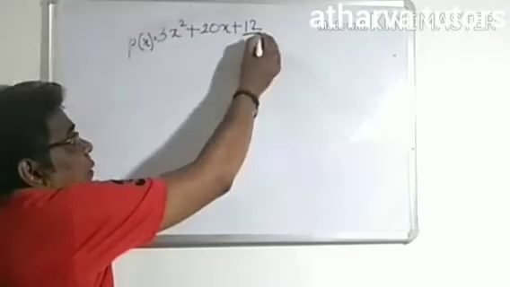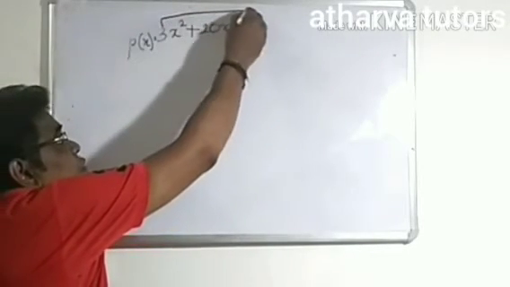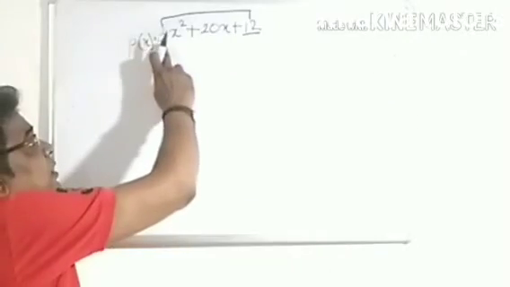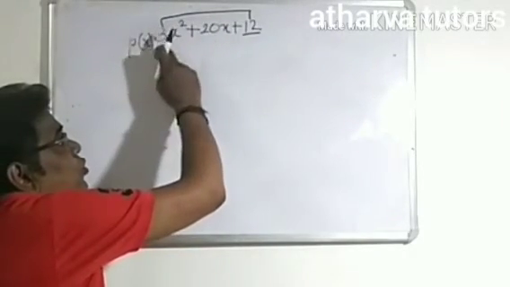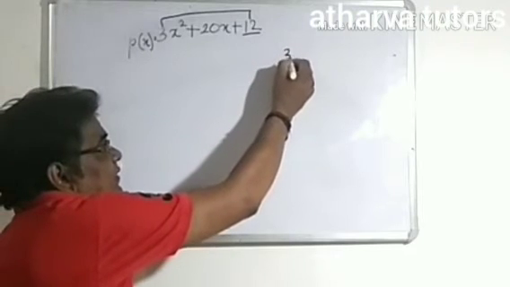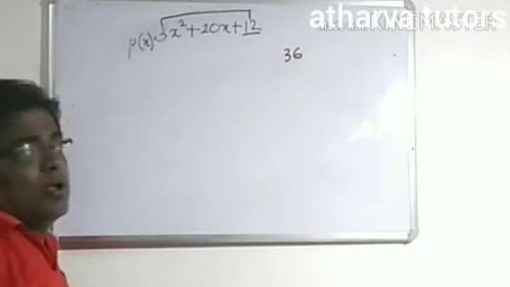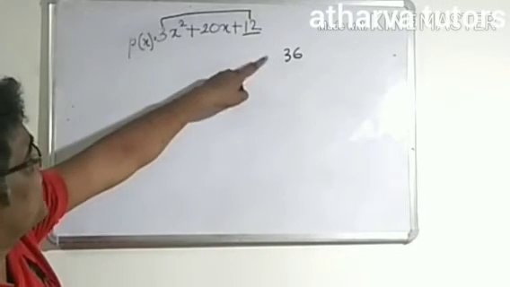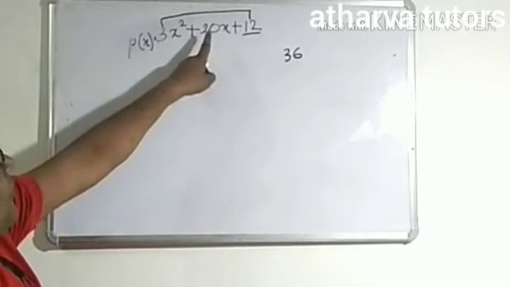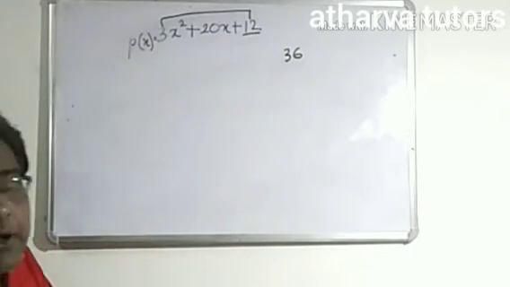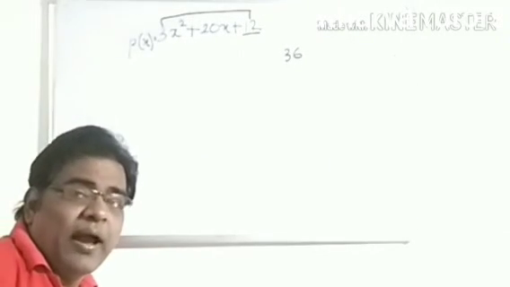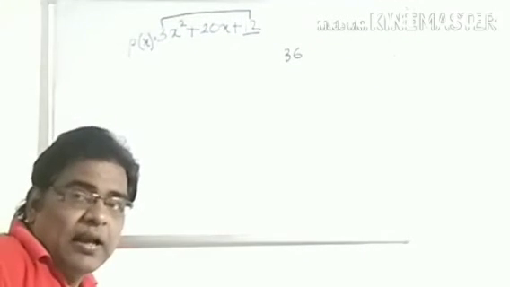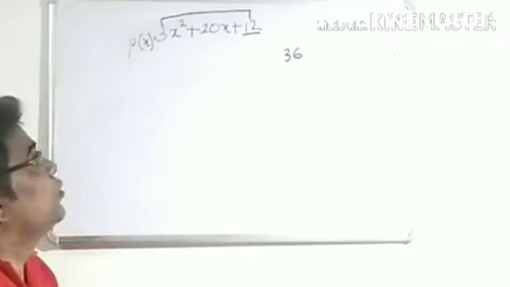Now not only 12, you will find the product of these two numbers. Product of this and this. So 12 times 3 is 36. This 36 will be your product. Now you have to split this into two numbers such that when you multiply you get 36, and when you add you get 20.